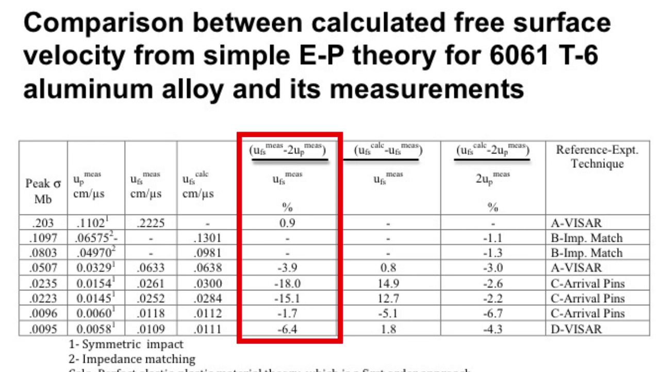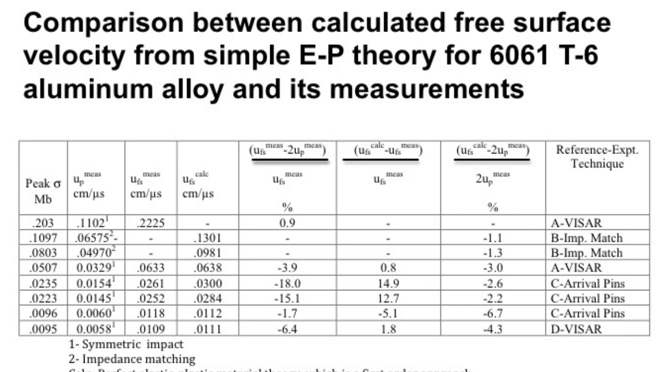And notice that that's quite a large error: 18%, 15%, 4%, even 6.4%. But up at about 203 kilobars, it's down to less than 1%. So in this region, you cannot use the fluid model, is the point. You have to use the elastic-plastic model to actually get your data.